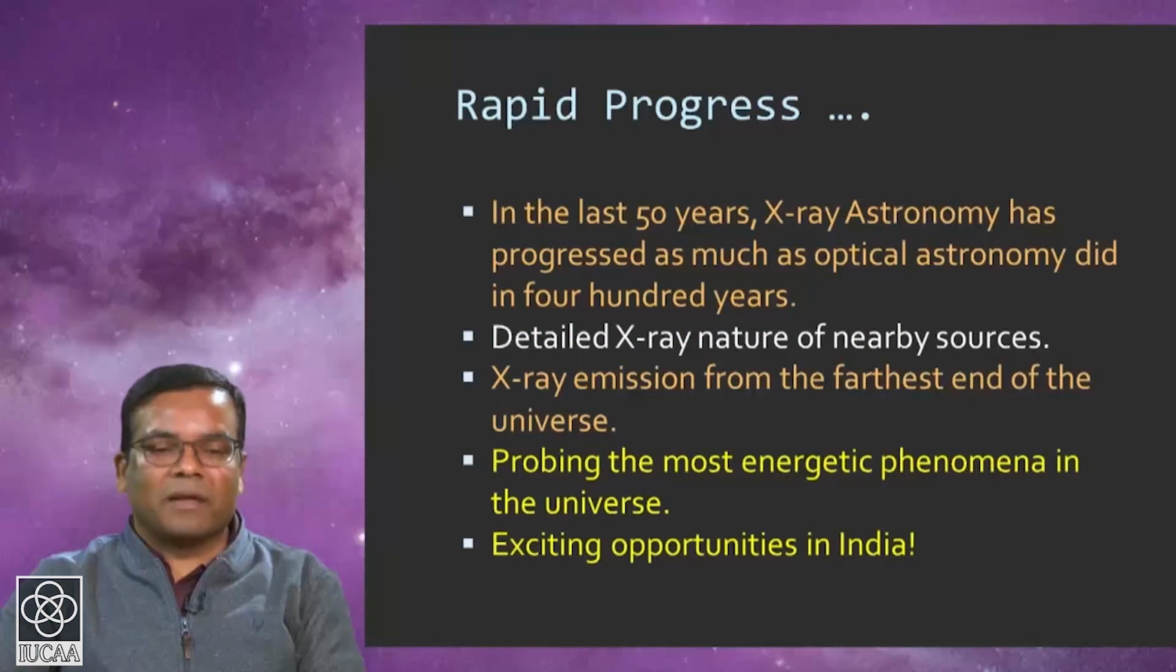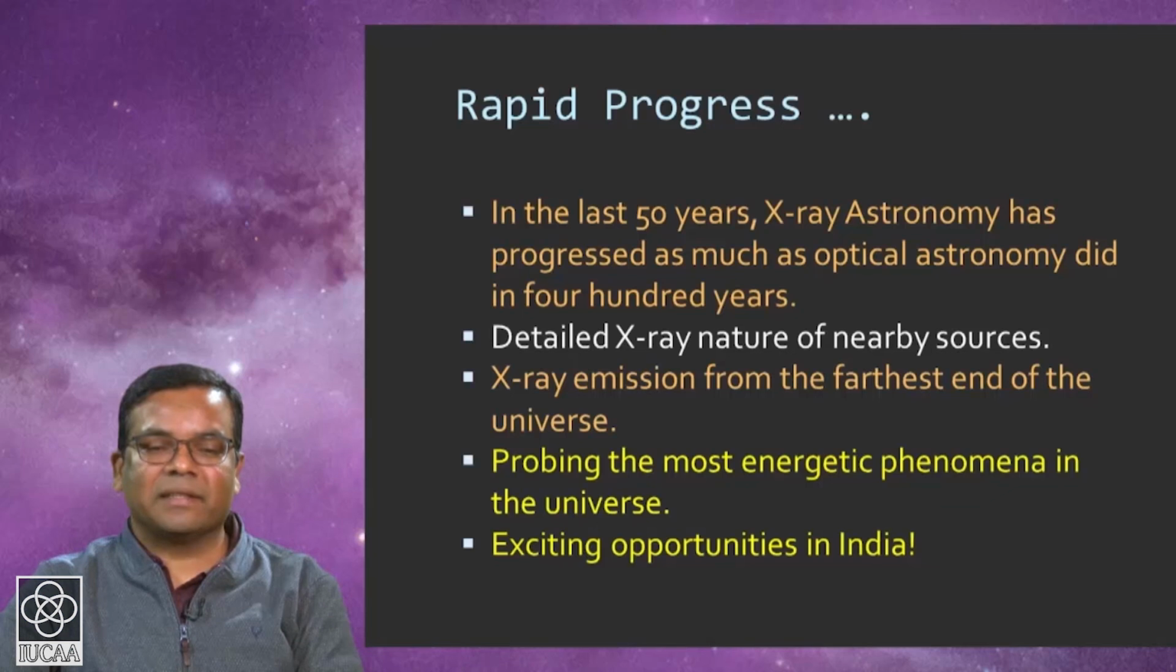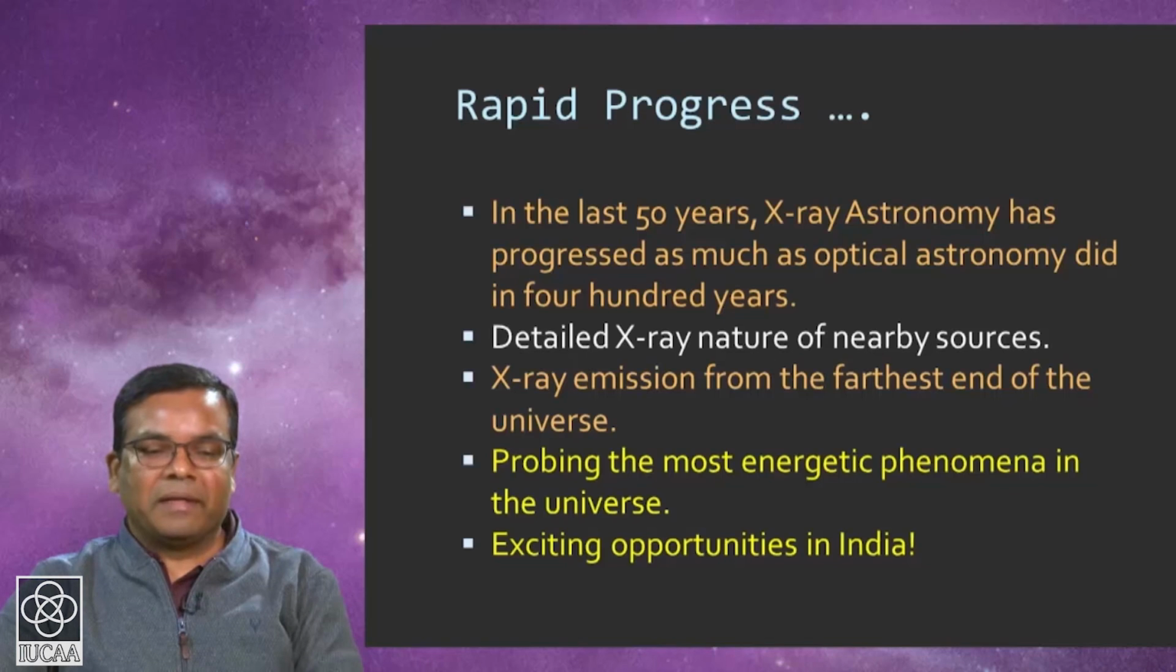So, to conclude, there has been very rapid progress in astronomy in recent years. In the last 50 years, X-ray astronomy has progressed so much that it matched what optical astronomy took 400 years to achieve, and because of this, the 2002 Nobel Prize was given to an X-ray astronomer, Riccardo Giacconi. Using the most advanced X-ray satellites, it has been possible to make a detailed study of cosmic X-ray sources and their nature.